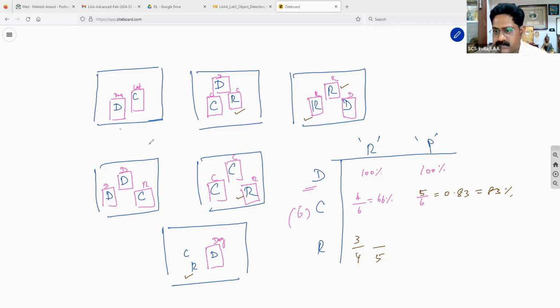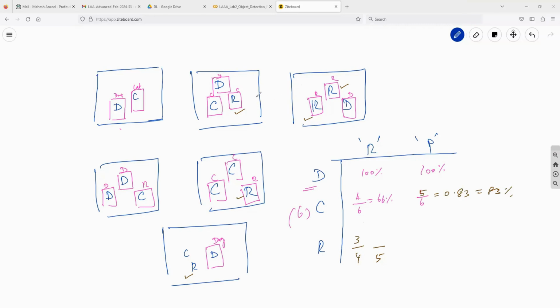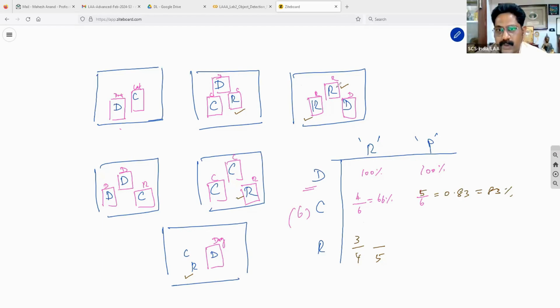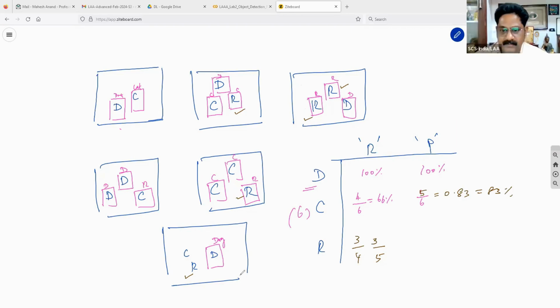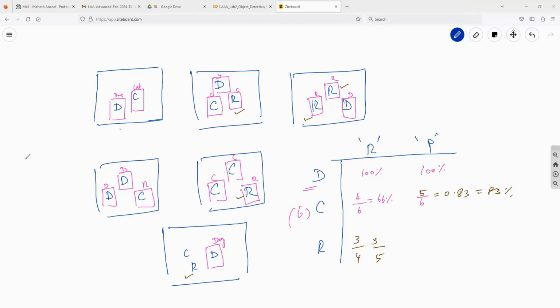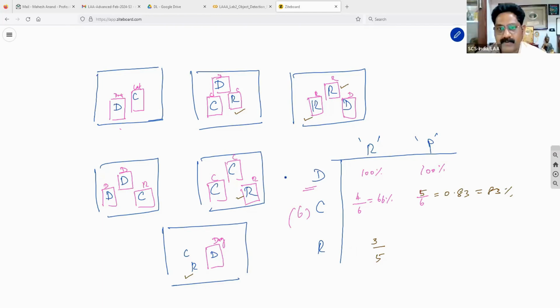Out of those rabbits, how many rabbits are correctly recognized? 3. Okay, this is wrongly recognized as a cat. 1, 2, 3. So it's a 3 by 5. So hope you are clear now. So it's a 3 by 5. So it is 60%, isn't it? 60%. Shall we work out the precision for the rabbit?